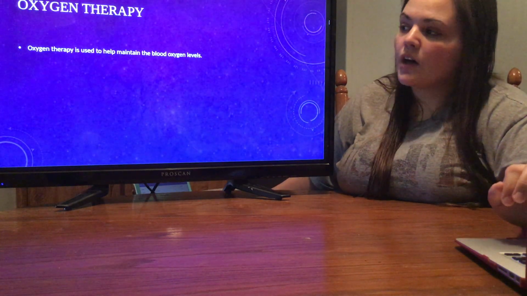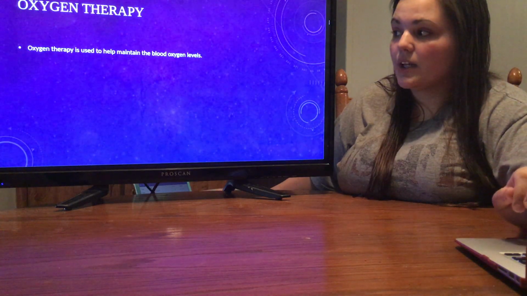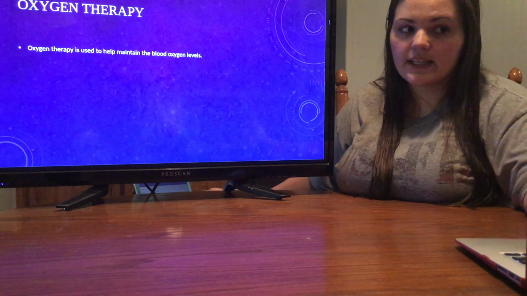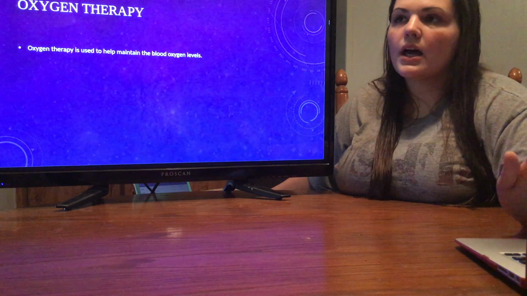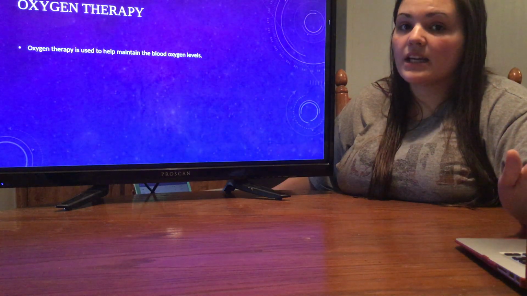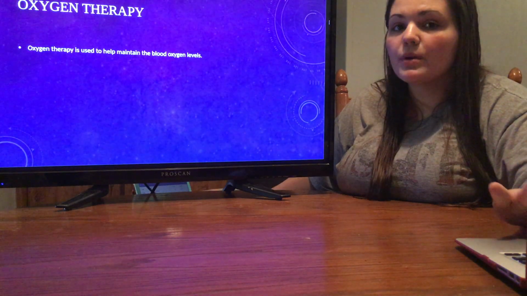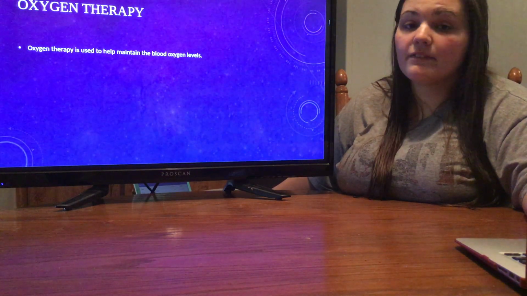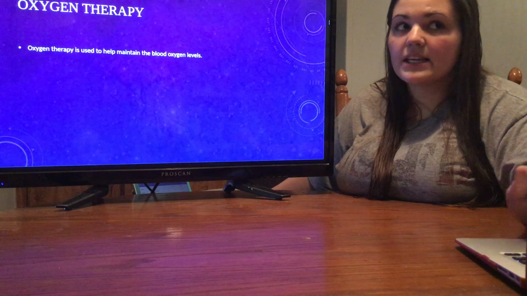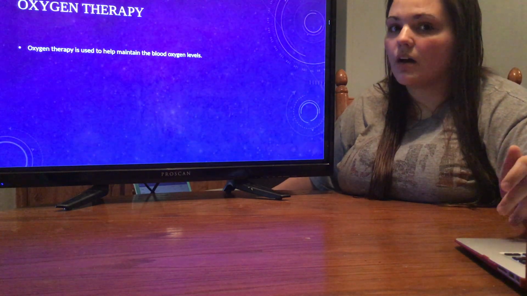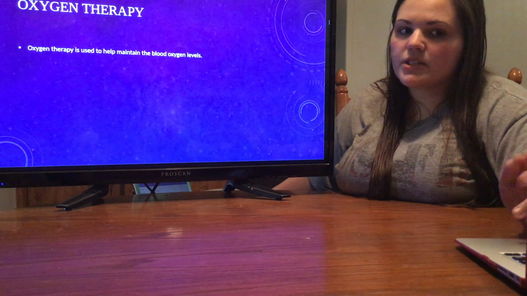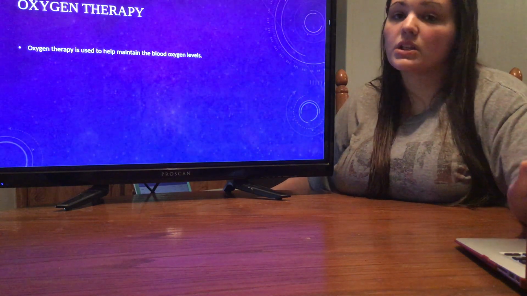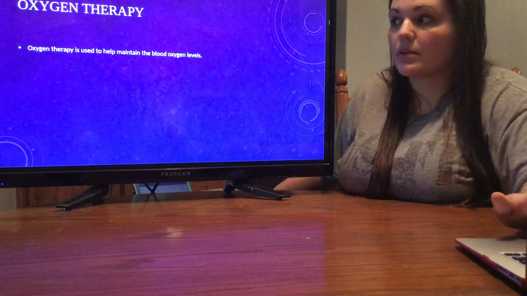Oxygen therapy. Oxygen therapy is used to help maintain blood oxygen levels. Many patients who can do cellular therapy have been shown to decrease their amount of oxygen therapy under the supervision of their MD, because the effects and benefits of the cellular therapy are being seen to be greater than that of the oxygen therapy. So you're seeing a decrease in oxygen therapy in some patients due to the benefits of the cellular therapy being better.